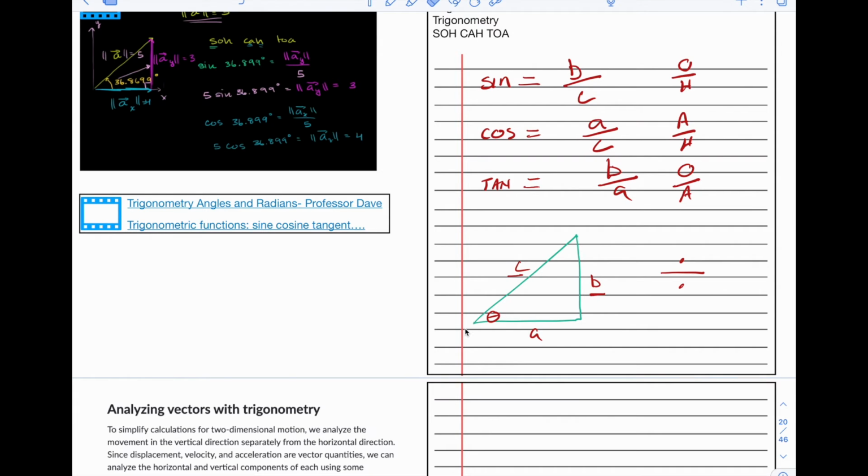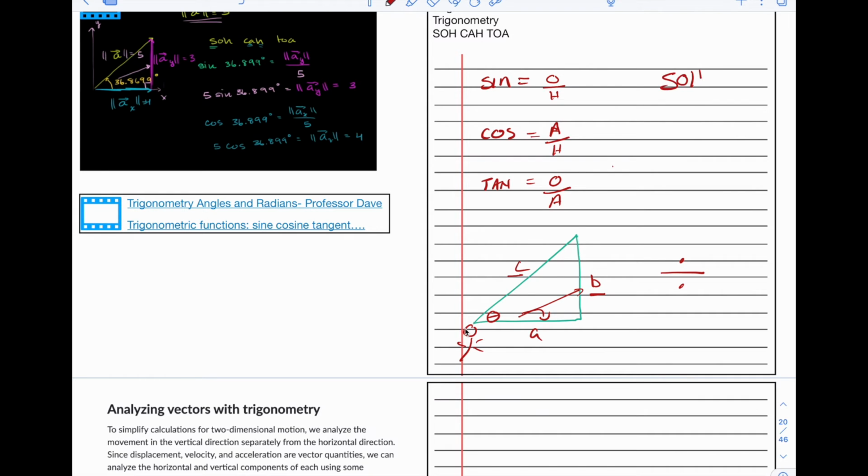Let me clean it up a little bit here so it looks somewhat presentable. We'll do that really quickly. Again, this is complete memorization on our part. Sine is whatever the value is that's opposite over hypotenuse. Cosine is adjacent over hypotenuse. And tangent has no hypotenuse whatsoever. It's going to be opposite over adjacent. If you're standing here, opposite will be here, adjacent is here, and C will always be the hypotenuse.